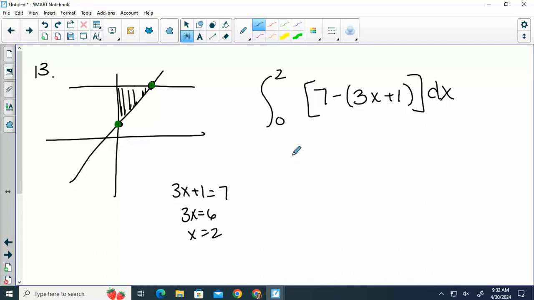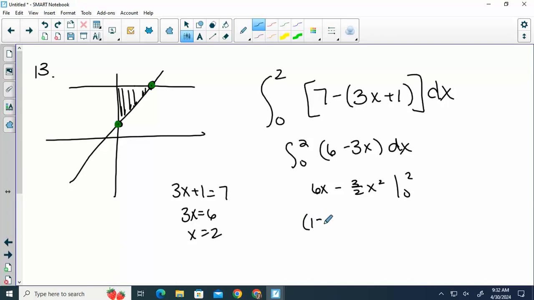So now we could simplify. So 7 minus 1 would be 6 minus 3x. Antiderivative of 6 is 6x. Antiderivative of 3x is 3 halves x squared. So if we put in 2, we get 12 minus 6. Put in 0, we get 0. So we get 6 for our final answer.